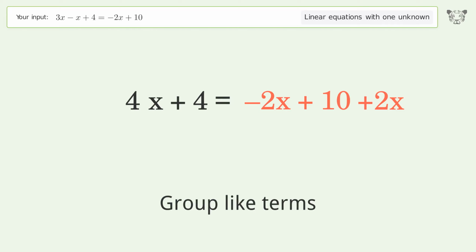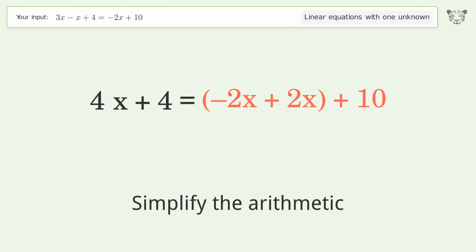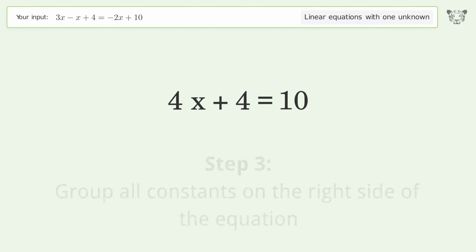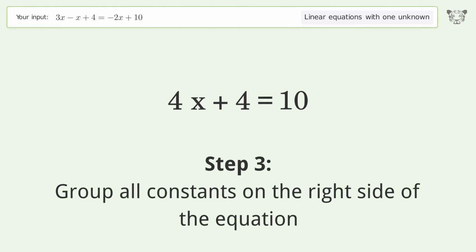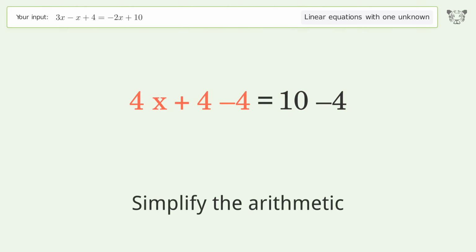Group like terms. Simplify the arithmetic. Group all constants on the right side of the equation. Subtract 4 from both sides. Simplify the arithmetic.